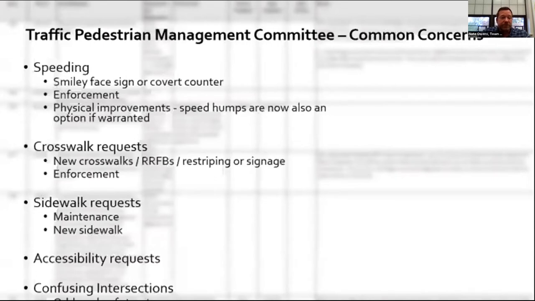Some of the concerns we typically get are related to, as far as this committee goes, speeding, crosswalk requests, sidewalk requests, accessibility concerns, confusing intersections, and all of these items really involve pedestrian safety. And so this is really a valuable process for the town to really be looking at each comment that comes in, and try and address them.